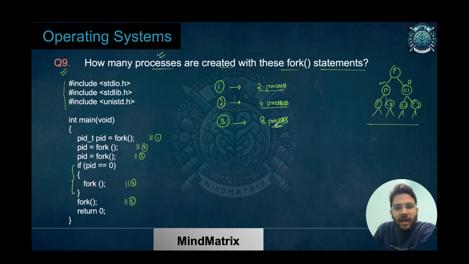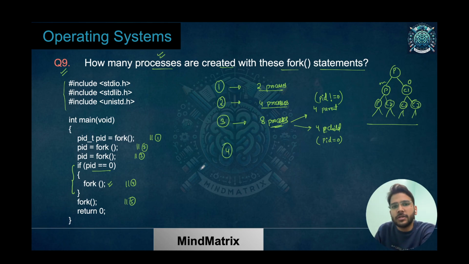So when we have 8 processes, can I say out of these 4 are parent processes and half of it, that means 4, are child processes? So for these, PID is equal to 0. For these 4 processes, PID is not equal to 0. Clear? So if PID is equal to 0, then you have to call the fourth fork system call. So let's talk about the fourth fork system call.